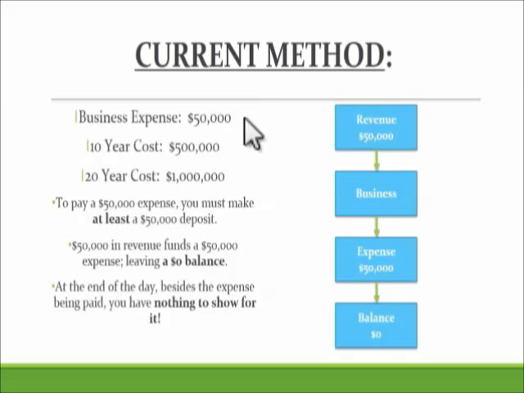Every year for the next 10 years, you'll pay those $50,000 in expenses for $500,000 total. After 20 years, you will have spent $1 million in those expenses. To pay a $50,000 expense, you must make at least a $50,000 deposit. $50,000 in revenue funds a $50,000 expense, leaving zero balance. Now, at the end of the day, besides the expense being paid, which is a good thing, you have nothing to show for it. That's the way we normally do it.